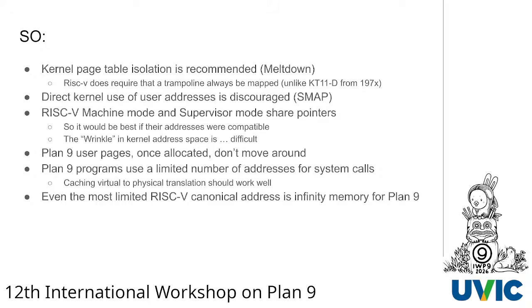Direct kernel use of user addresses is discouraged with SMAP. The RISC-V machine mode and supervisor mode share pointers, so it'd be nice if you didn't have the wrinkle in the virtual address space and all this other stuff, because you might want to give a pointer and have it be persistent to machine mode. I'm not sure about that, but there's a lot of questions here. Plan 9 user pages, once you allocate them, tend to not move around. Plan 9 programs use a limited number of addresses for system calls, so caching the virtual to physical mappings should actually be fairly easy.